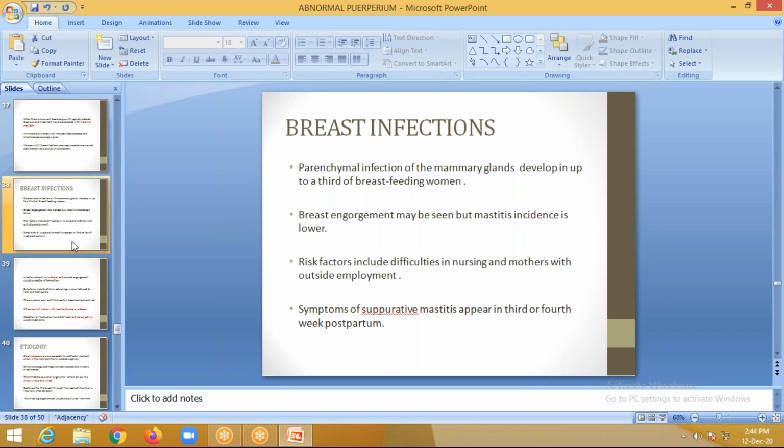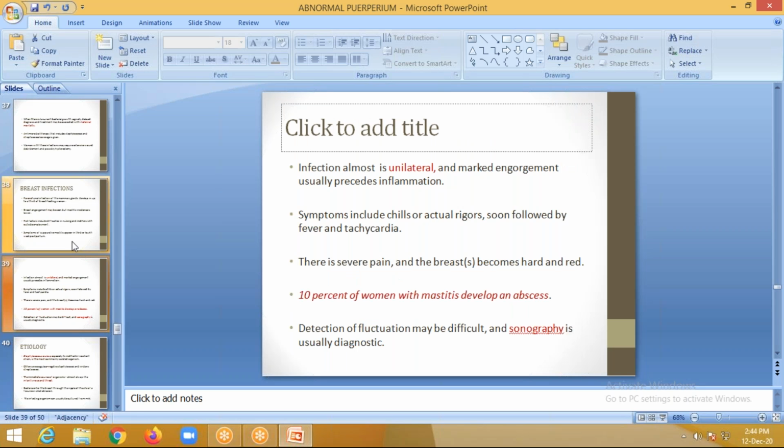Symptoms of suppurative mastitis appear in the third to fourth week of postpartum. Infection is almost always unilateral. Marked engorgement usually precedes inflammation. Symptoms include chills and rigors, soon followed by fever and tachycardia. There is severe pain in the breast, and the breast will become hard and red. 10% of women with mastitis develop an abscess. So, among women with breast engorgement, few will develop mastitis, and among those who develop mastitis, only 10% will develop a breast abscess.